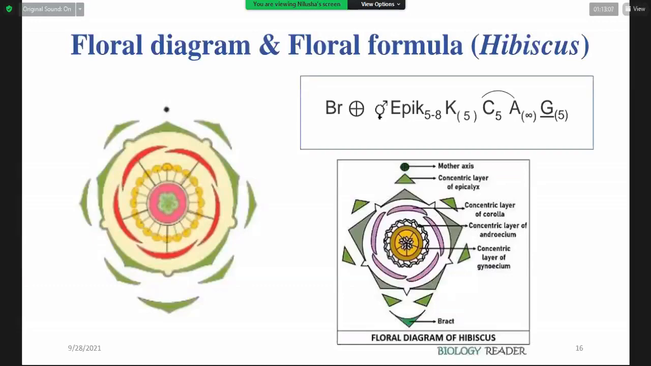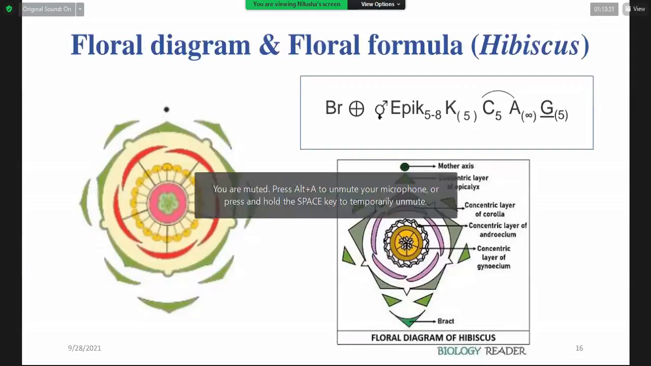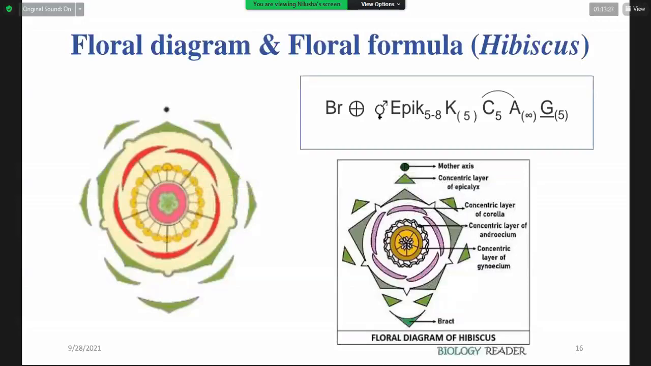They have pentacarpellary condition and the carpels are in fused condition, so we write capital G within bracket 5. And this ovary is a superior ovary, so we draw a line below the capital G. Is it okay? Is the floral diagram okay for all? If anyone has a doubt, you can ask.